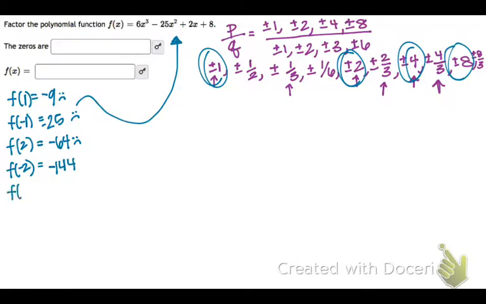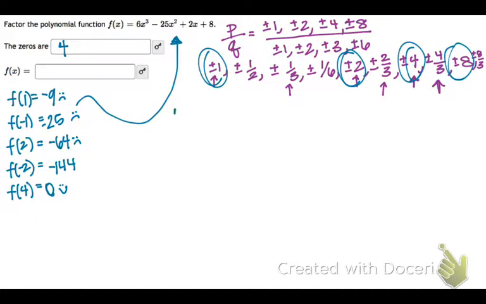Let's test 4. I think one of the 4s works. So 6 times 4 cubed minus 25 times 4 squared. I hope you guys are just doing this problem with me. It is one of your homework problems. Plus 2 times 4 plus 8 is 0. Hallelujah. Okay, so that means that x equals 4 is one of the zeros. Okay, and I don't remember if I want you to put an x equals there, but it would be x equals 4.